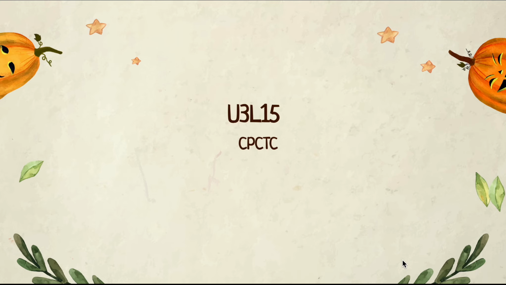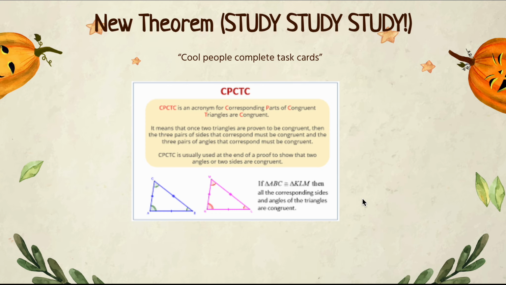In this video, we're going to be talking about a new theorem called CPCTC. It's a lot of letters, but it's important to know what each of these letters represents because it is a huge, huge concept in geometry. After we prove that two triangles are congruent, we can use this theorem to help us make some other conclusions.